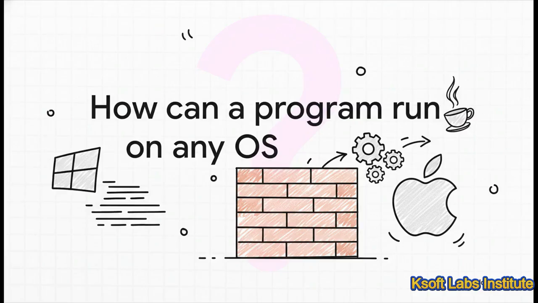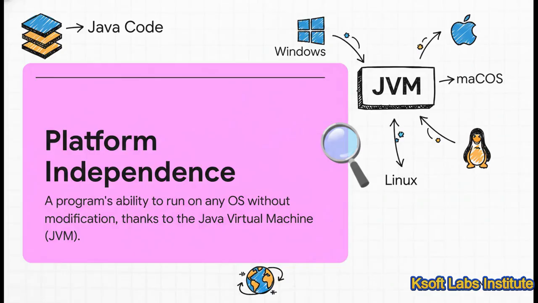But then Java came along with this really elegant solution to this exact problem. So how did they pull off this magic trick? Well, the answer is a concept called platform independence. And the hero of this whole story is something called the Java Virtual Machine, or JVM for short. Here's how it works. When you write your Java code, it gets compiled into a special intermediate format called bytecode. Now, this bytecode isn't for Windows or for Mac. It's a kind of universal language that only the JVM understands.